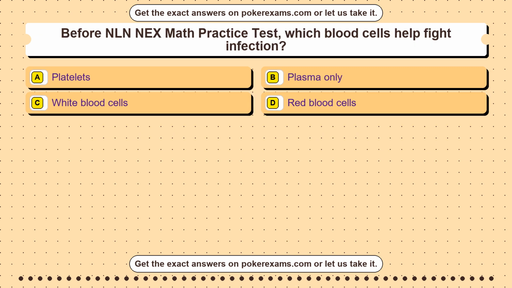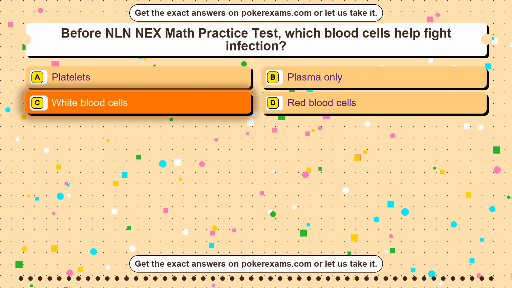Question 15. Before get inference practice, which angle measures exactly 90 degrees? Option A, obtuse angle. Option B, straight angle. Option C, right angle. Option D, acute angle. The correct answer is option C.